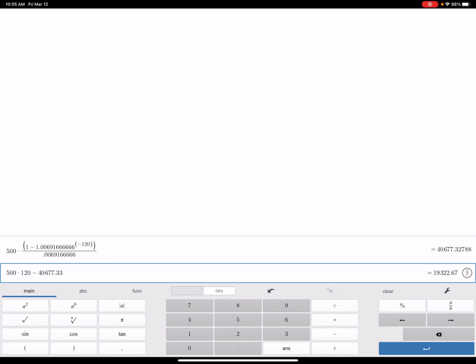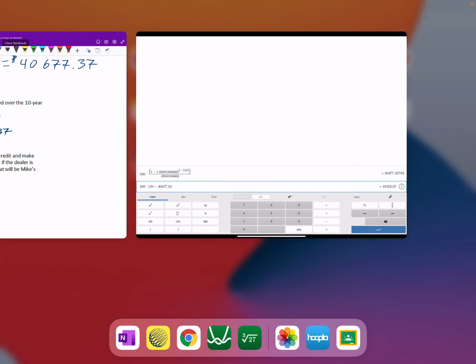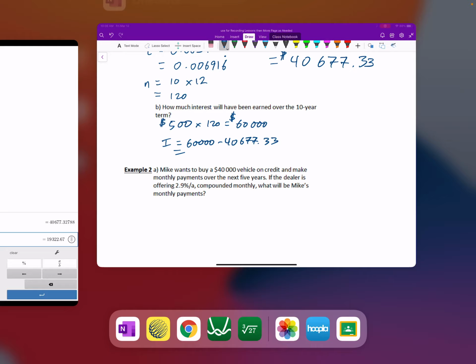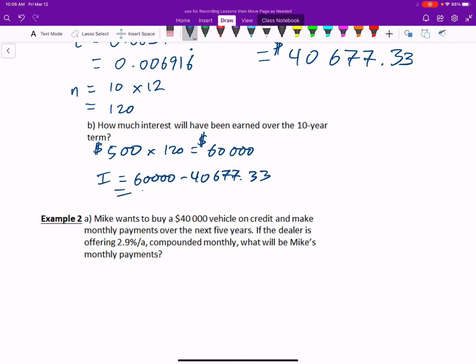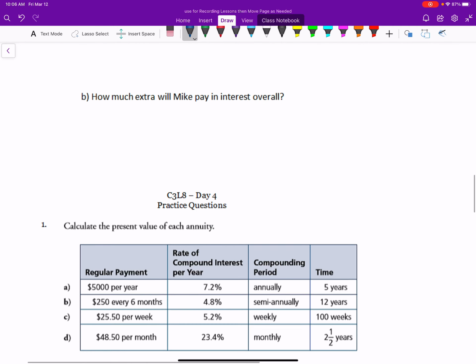I think it's 0.33, isn't it? Did I say 37? Yeah, I'll change that to a 33. So I just noticed a little mistake I made there. Change that to a 3. And the answer is 19,322 and 67 cents. So that's one use for the application of present value of an annuity.